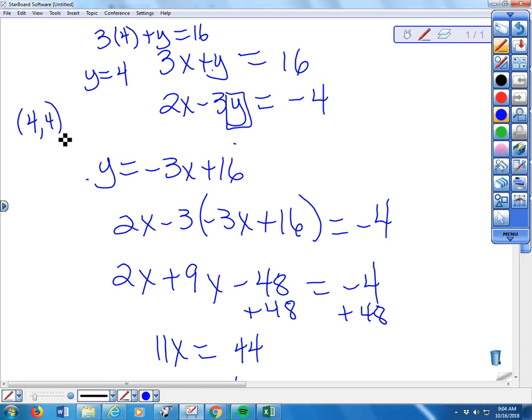I can just plug it back in here and just make sure it works in the other equation, just as a double check. 2 times 4 is 8. 3 times 4 is 12. And that does, in fact, equal negative 4. Okay? If you check your answer, you'll find mistakes if you made any. And that's a good strategy to do. Okay, let's try it with elimination now.